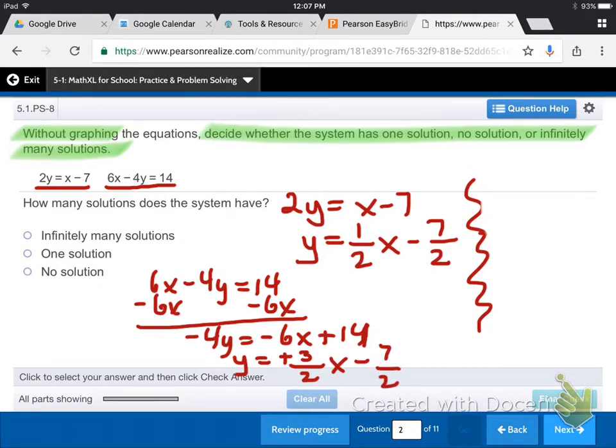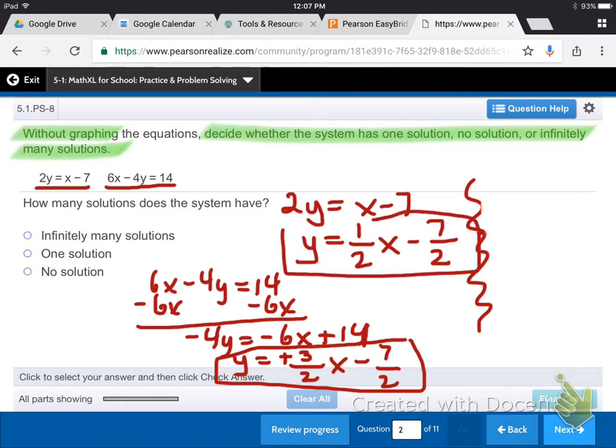So let's compare this equation right here to this equation. And what do you notice? Do you notice that the slopes are different? We have +3/2 in this equation. We have +1/2 in that equation. That means that there is exactly what? You got it. One solution.